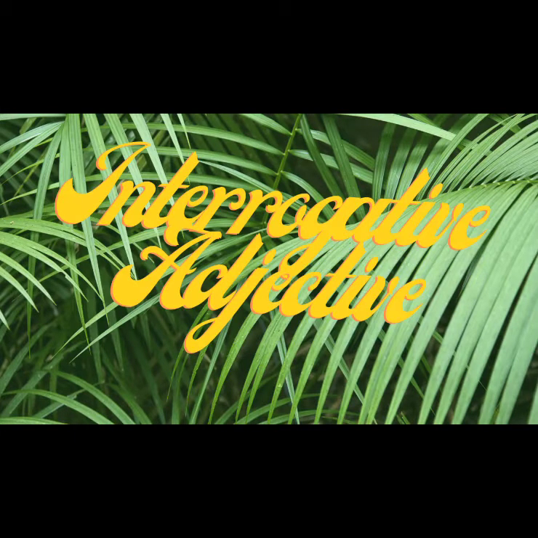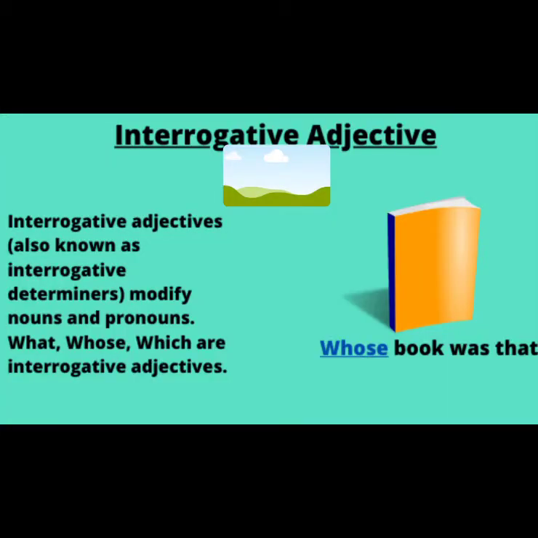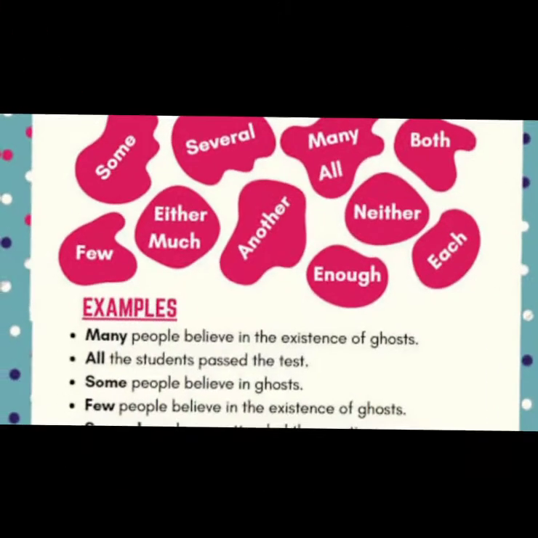Interrogative adjectives. They modify nouns and pronouns by asking questions. What, whose, and which are common examples of interrogative adjectives. Whose book was that? Whose there is an interrogative adjective modifying the noun book.